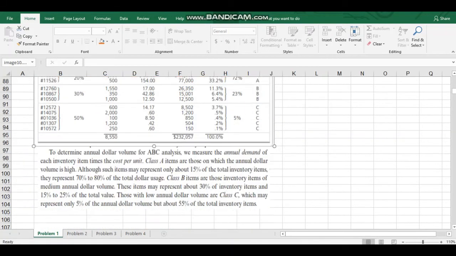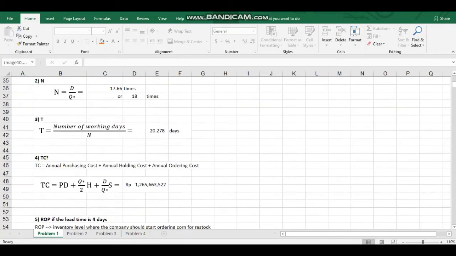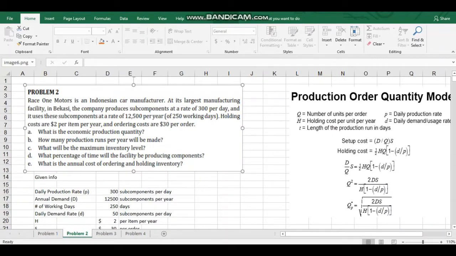Okay, next problem number 2. Here we have Reswan Motors, an Indonesian car manufacturer. At its largest manufacturing facility in Bekasi, the company produces subcomponents at a rate of 300 per day, and it uses these subcomponents at a rate of 12,500 per year, of 250 working days. While the holding costs are $2 per item per year, and the ordering costs are $30 per order. And here we have 5 questions. The first one is, what's the economic production quantity?